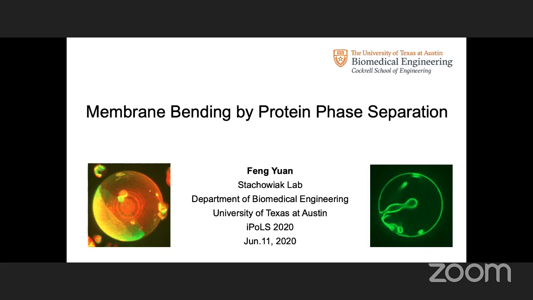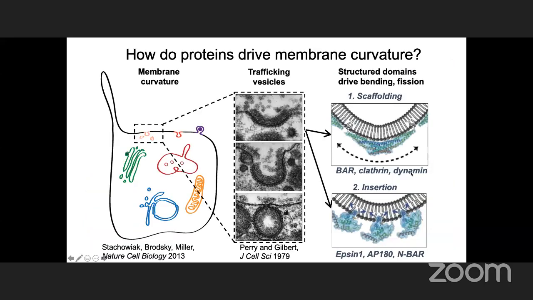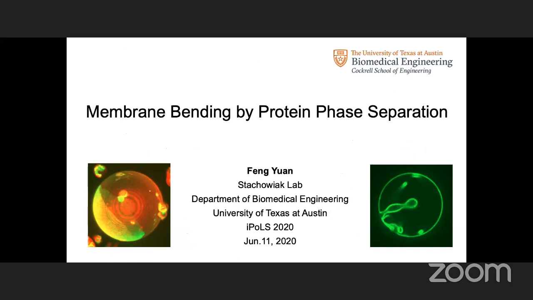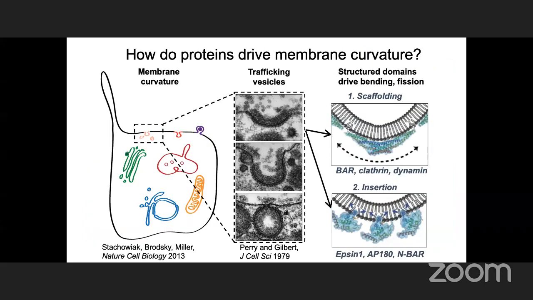Okay. Good morning, everyone. I'm Feng, and today I'm going to tell you about some work I have been doing to understand how protein phase separation can bend membranes. Membrane bending is found all over the cell. Trafficking vesicles are one of the most obvious examples. They are constantly being formed to carry lipids and proteins from one place to another. You can see they are highly curved.